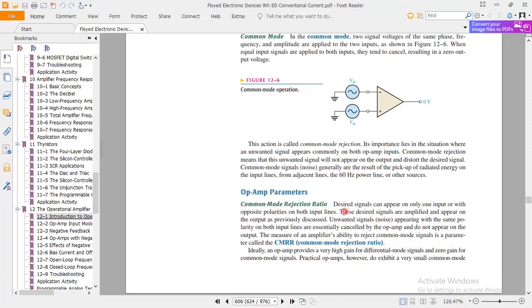Op-amp parameters: common mode rejection ratio, which we started from this paragraph, and we are continuing from the slide. The desired signal can appear on only one input or with the output, as previously discussed. Unwanted signals that appear as noise, distortion and interference with the same polarity on both input lines are essentially cancelled by the op-amp and do not appear on the output.